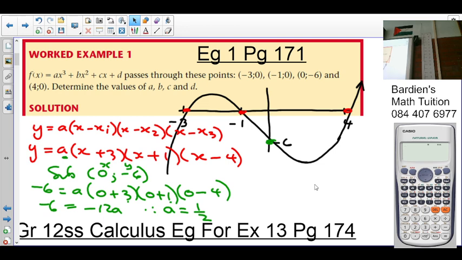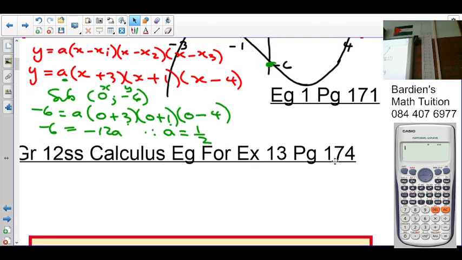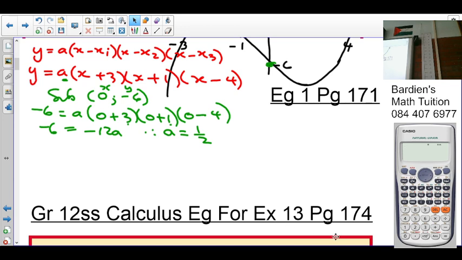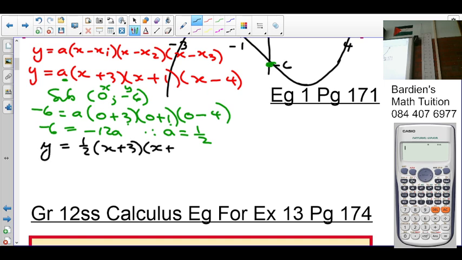Do you all agree with that? Any confusion there? No? So what does my equation now read? The equation now is y equals a half into x plus 3 into x plus 1 into x minus 4.